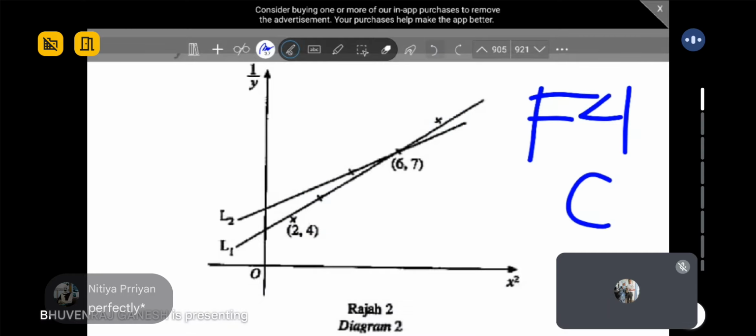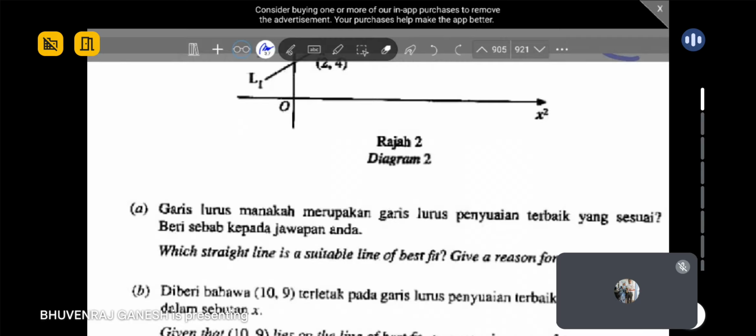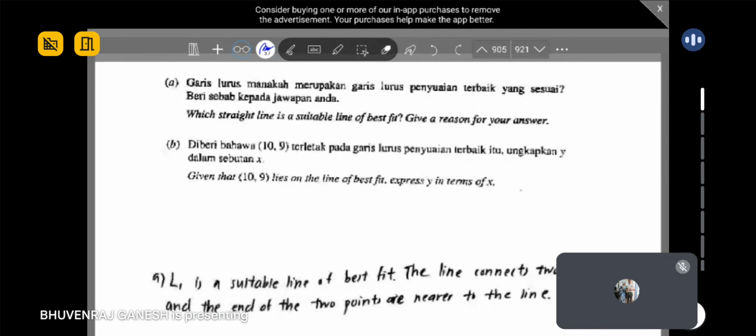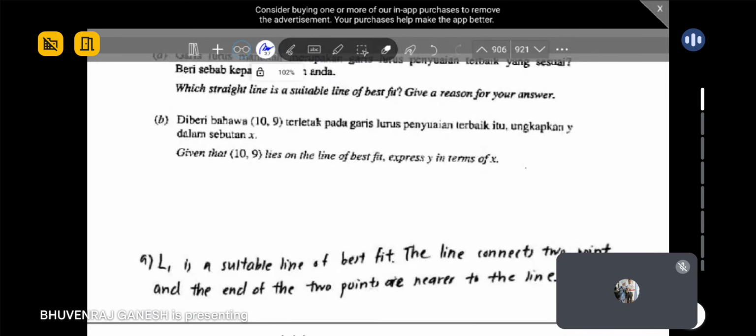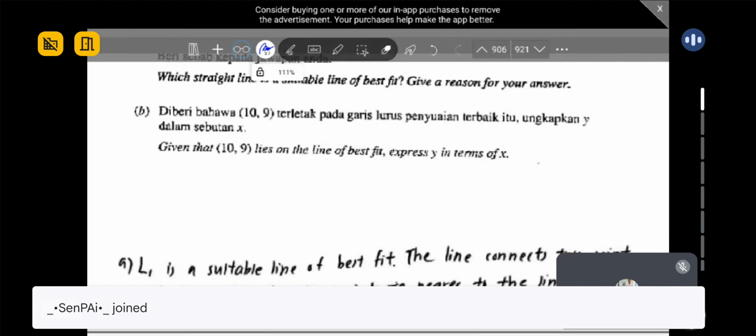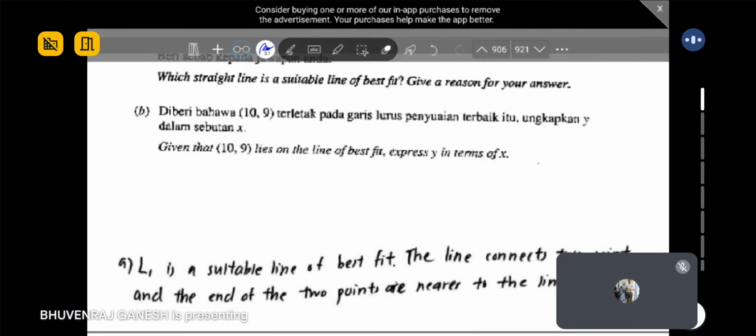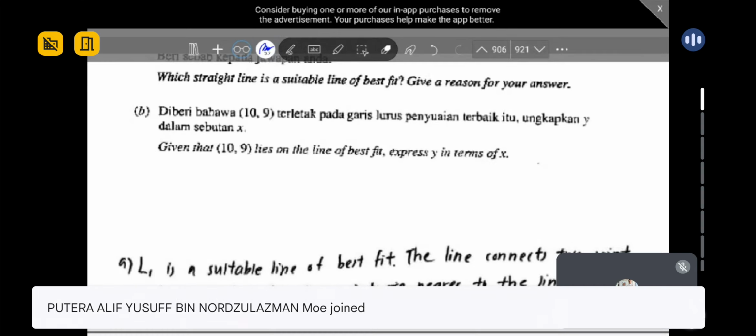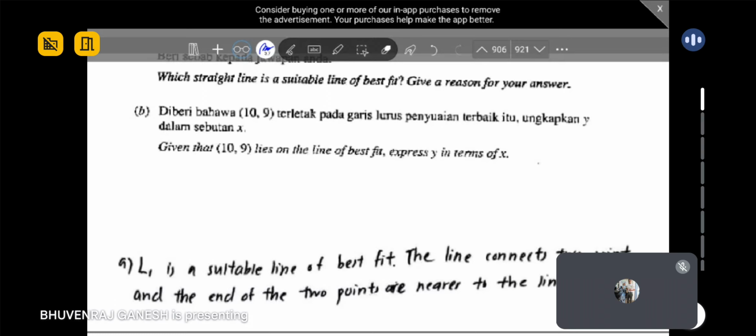Okay, so how do you write your answer, guys? Okay, so kamu boleh tulis macam ni lah. Kamu boleh kata L1 adalah garis penyuaian terbaik, sebab garis tu menghubungi 2 titik atas garis, and the end of the point. Actually any sebab pun boleh. Kamu boleh kata balance. Titik ke atas satu, titik ke bawah satu. Yang tu pun boleh cakap.